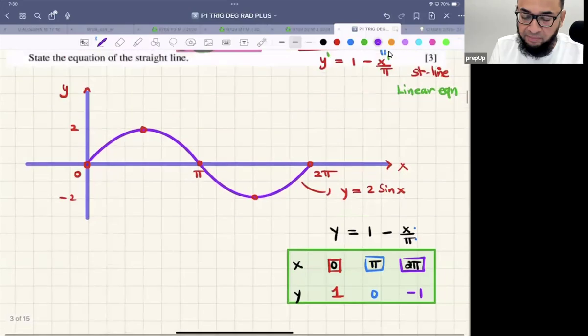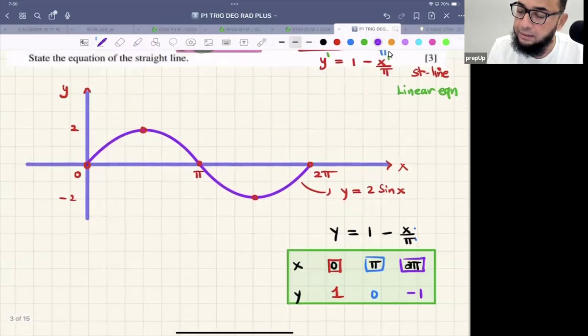So 0 is giving me 1. Let me label it in red color. 0 is giving me 1, and pi is giving me 0. Not this color, the blue color. Pi is giving me 0. And the third one, 2 pi, is giving me -1. So 2 pi is giving me -1.